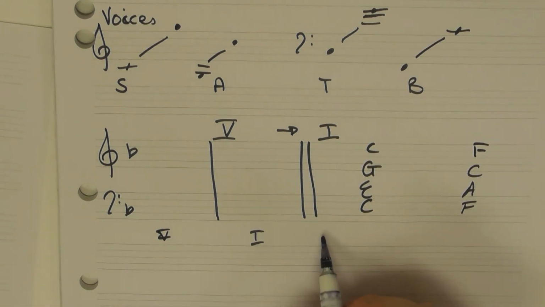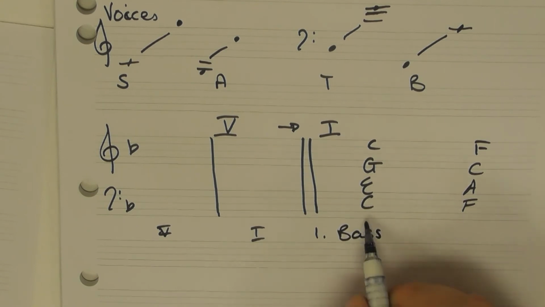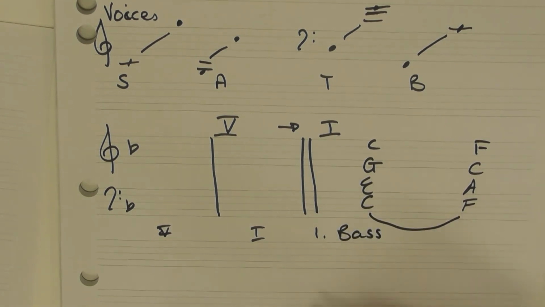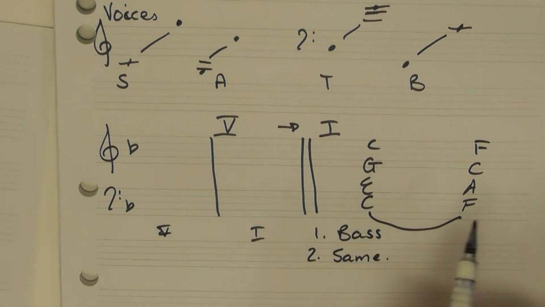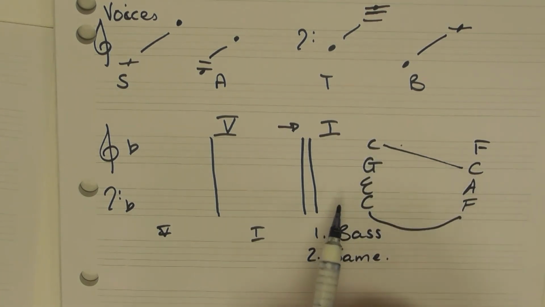Remembering your rules. Step 1, bass. So you go from C to F. That's your bass root movement. C major over to F major. Step 2, you identify what's the same between the 2. So if we look here and we look here, we see that there are 2 notes not already allocated that are the same. These Cs. So C will go to C.